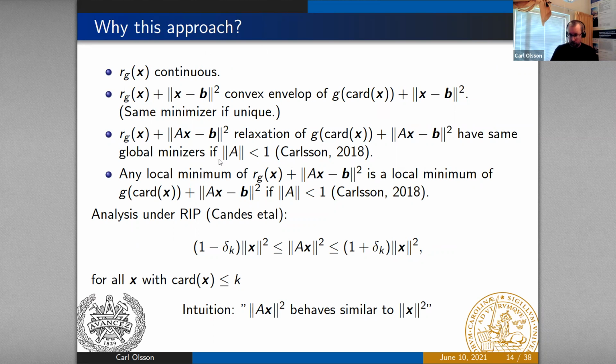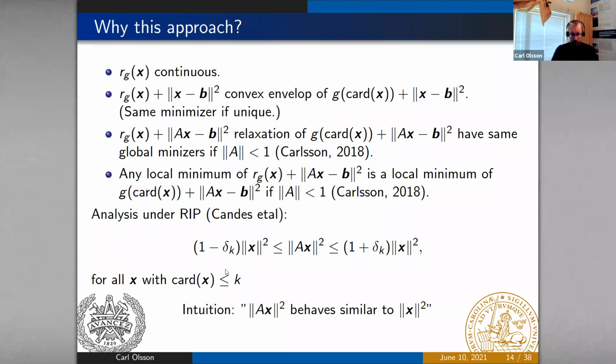Okay, so you can prove a bunch of stuff about these regularizers. For example, if you have a bounded operator norm, bounded by 1, they have the same global minima as the unrelaxed version. All the local minima of the relaxed version are also local minima for the unrelaxed one, but not the other way around. Typically, you have much fewer local minima here.